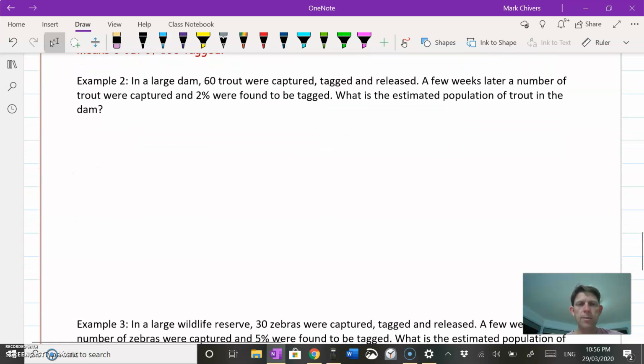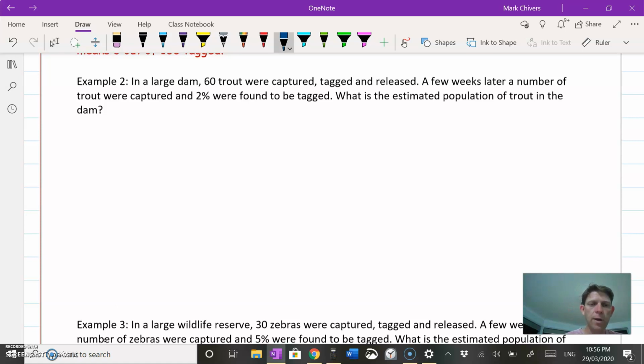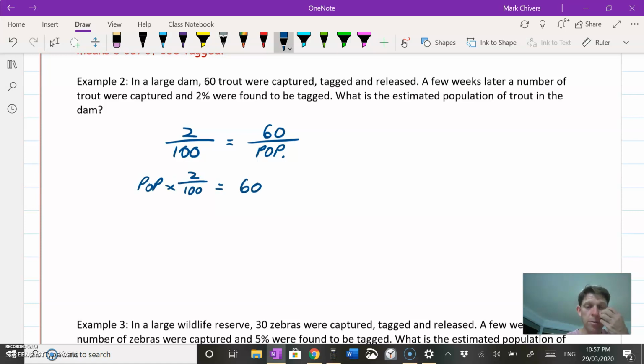So we've got a large dam, 60 trout were captured, tagged and released. A few weeks later, a number of trout were captured and 2% were found to be tagged. So 2 out of every 100 trout that we found were tagged. And we know that 60 were initially tagged out of the whole population. So once again, we'll multiply both sides by the population. So population times by 2 over 100 equals 60. And then we multiply both sides by the reciprocal of 2 over 100. So that's going to be 100 over 2.